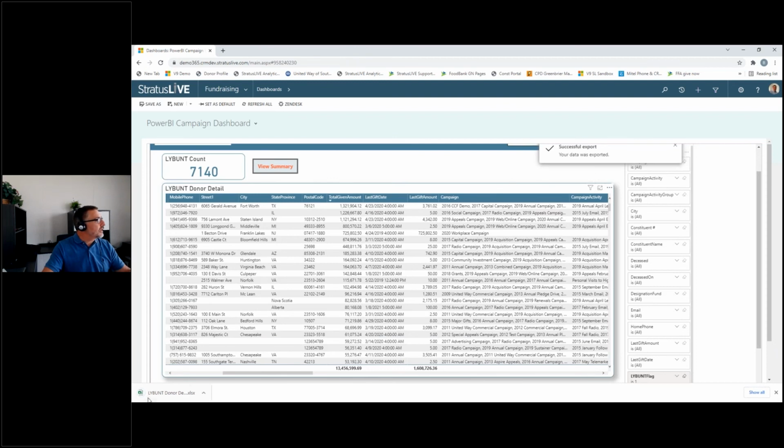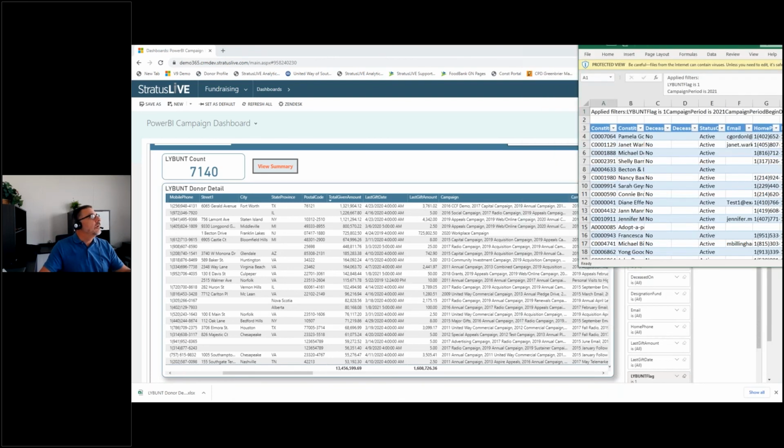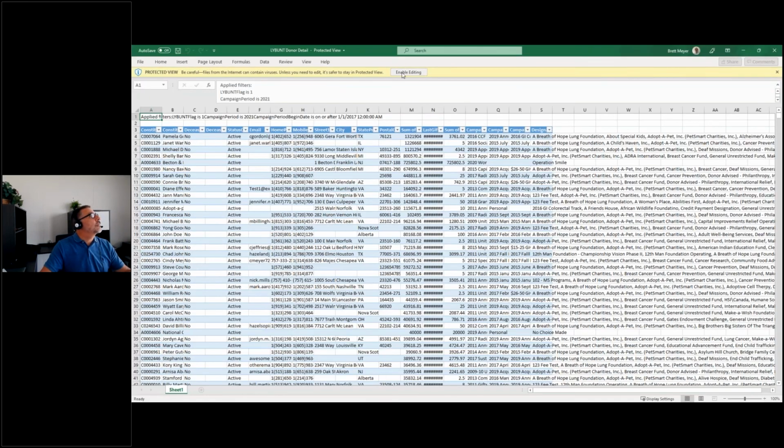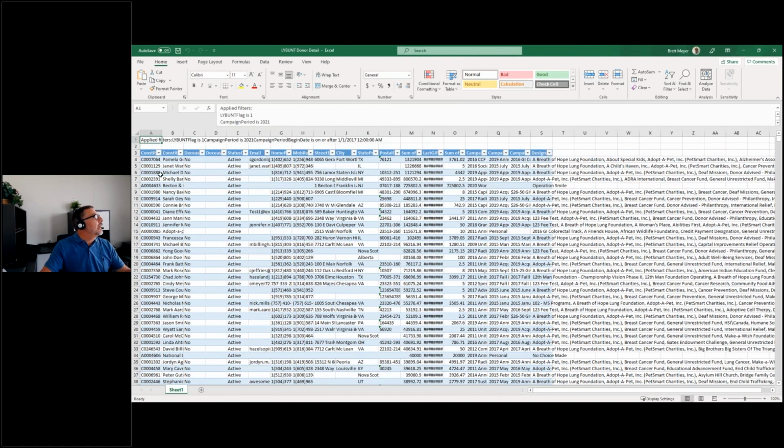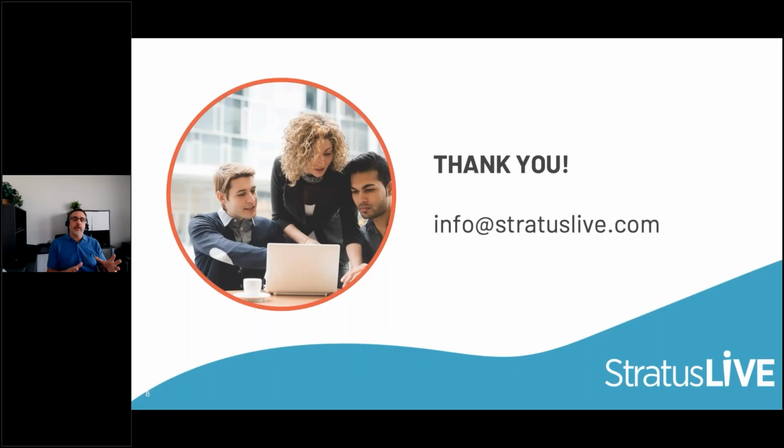So my data was successfully exported. We'll give it a second here. It's actually opening on my other screen. So there is our LYBUNT data exactly as we saw it on there. Now I could take this, do a mail merge from here, do whatever I wanted right from Excel. So I'm going to turn it back over to Debbie and Lori. I just wanted to show you what we were able to do with that actionable data from the system.